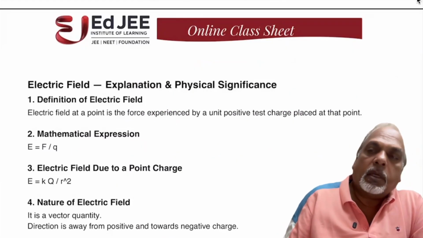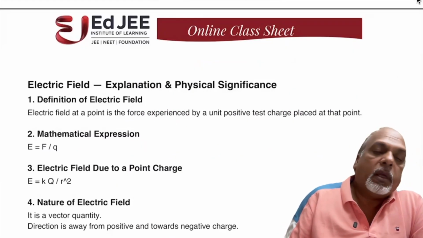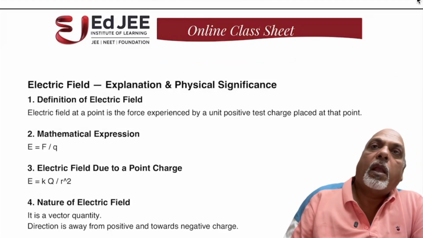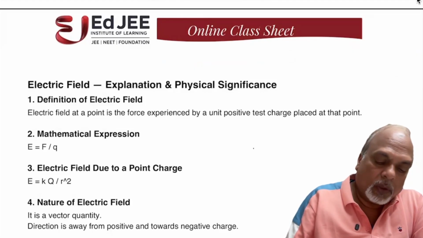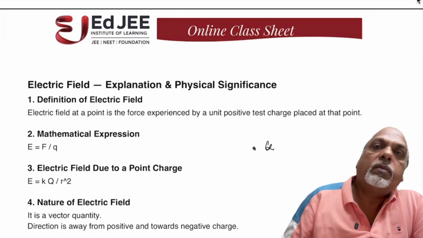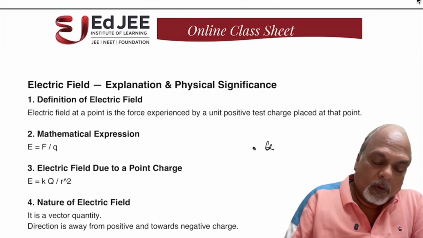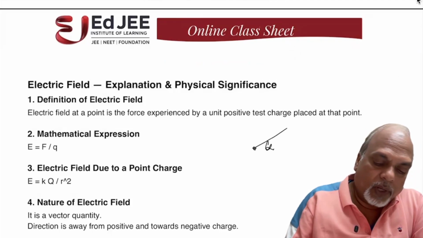Let us see what electric field is now. Suppose some charge is there, Q. It has an area of influence like this.